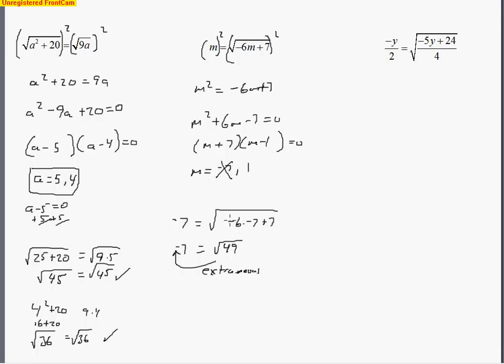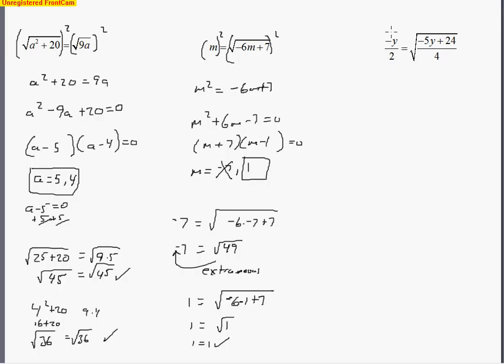Let's check 1 and make sure that one works. So 1 equals the square root of negative 6 times 1 plus 7. Yes, this one works. Negative 6 and 7 make 1. The square root of 1 is 1. Yes, so this one is a good answer. So 1 is a good answer. The negative 7 was not.